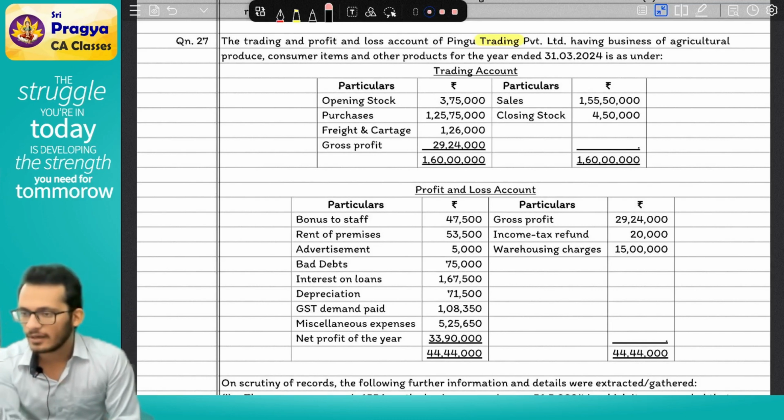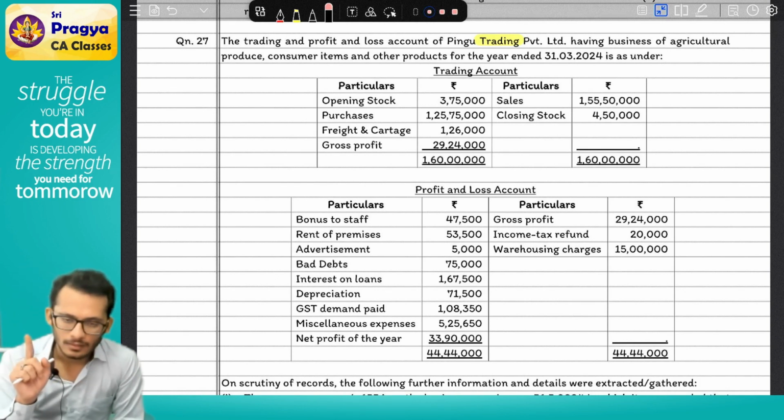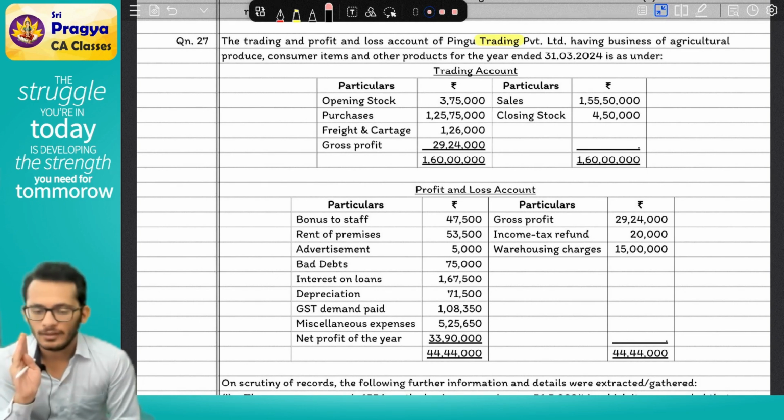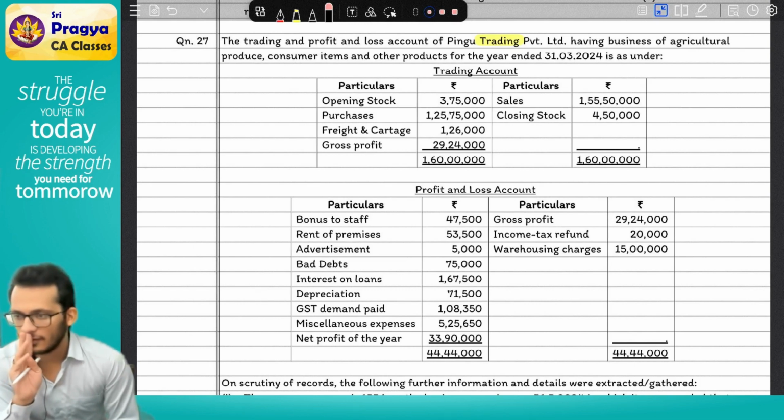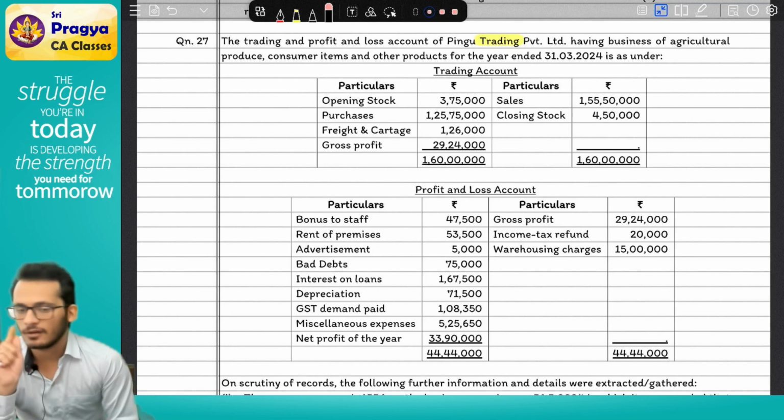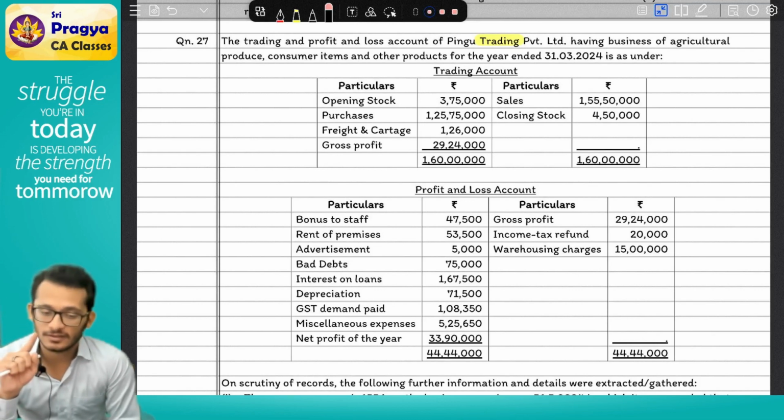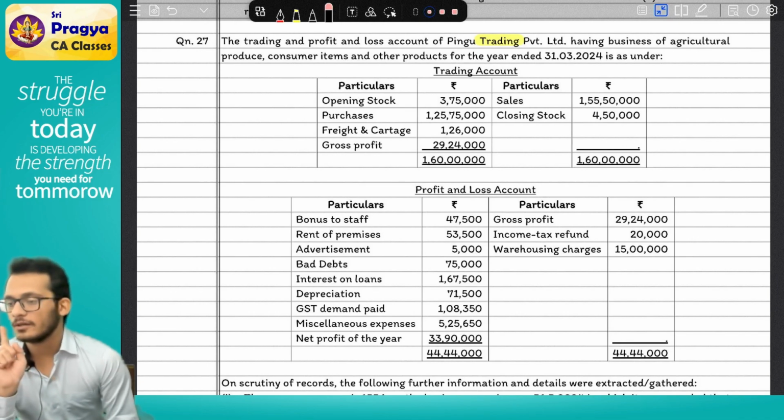Now you see a trading account also, you see a profit and loss account also. Yes. As a starting point, never jump to the next part. When you see one big para which says the following is a profit and loss account, without even looking at the adjustments, first go and check what the question wants from you.